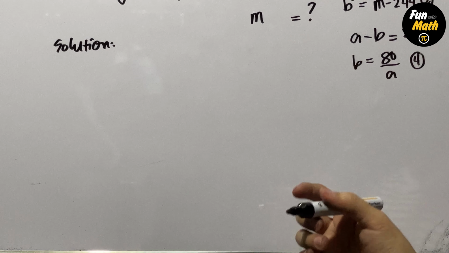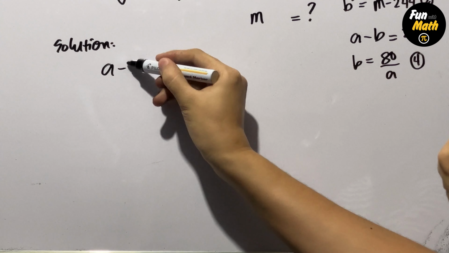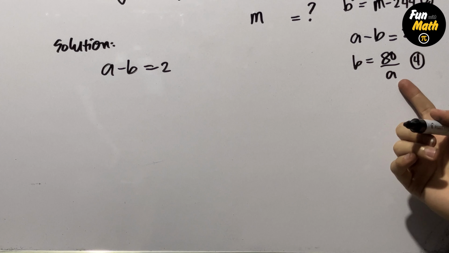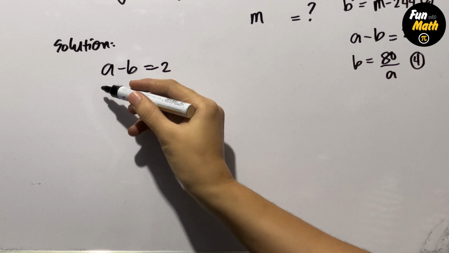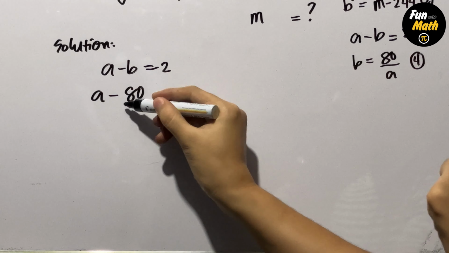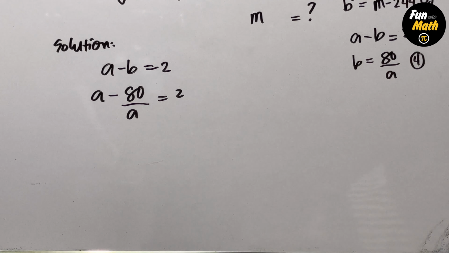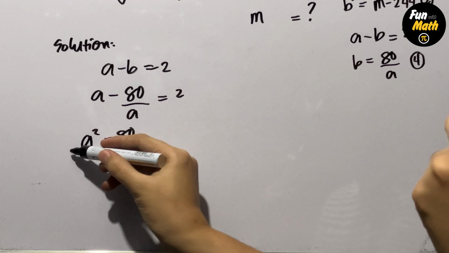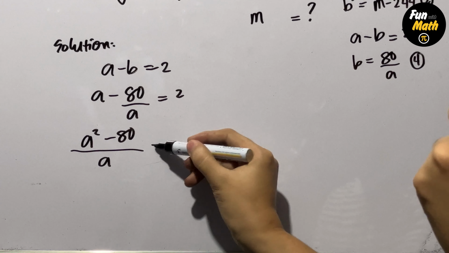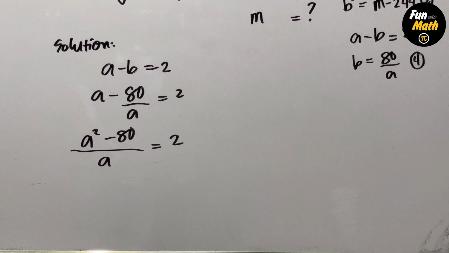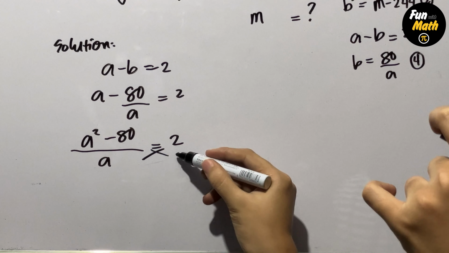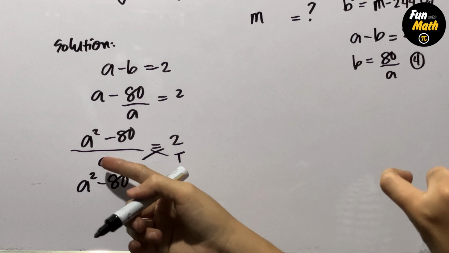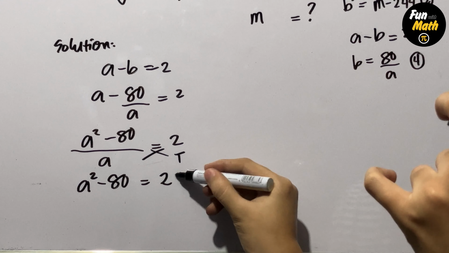Now, let's recall equation 3. We have A minus B is equal to 2. Now, we have the value for B, 80 over A. So let's substitute this here. So this is A minus 80 over A is equal to 2. Now, A times A, that is A squared, minus 80 all over the denominator A, equals 2. Next, cross multiply. So we have 1 here. So that is A squared minus 80 is equal to A times 2, that is 2A.